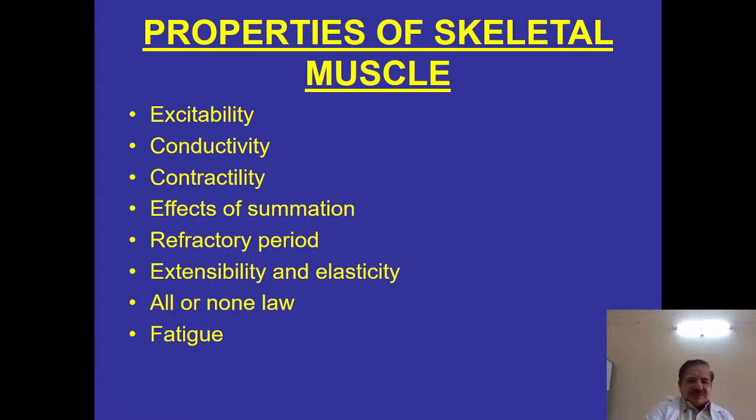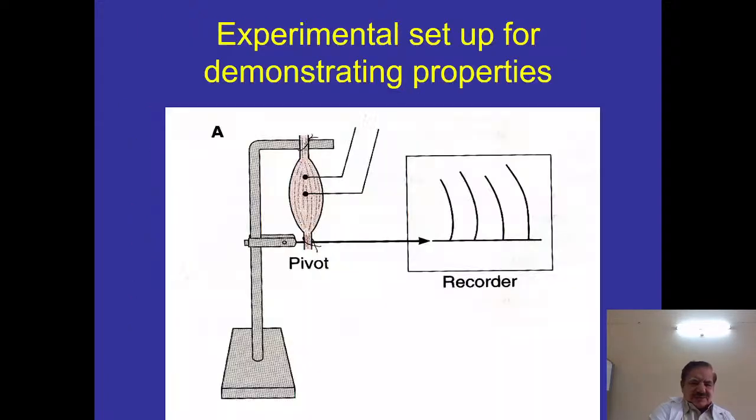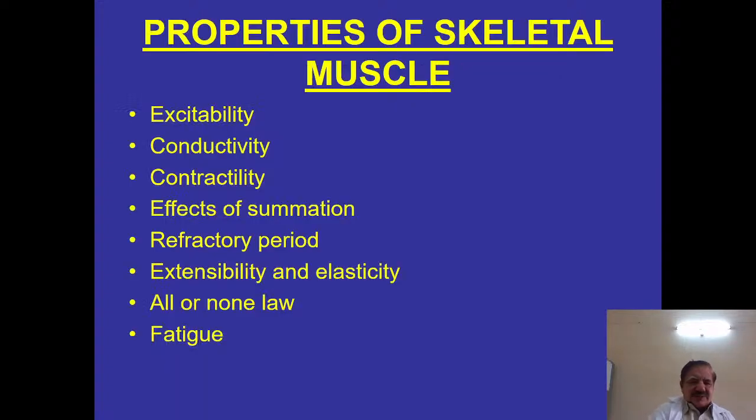Extensibility and elasticity of the muscle, all of you know. And you might also know that if one muscle is stimulated, all the muscles get stimulated. If one muscle doesn't get stimulated, all the other muscles also don't get stimulated. That is called the all or none law. Only if the motor neuron has a threshold stimulus will it get stimulated. If the threshold stimulus is not given, they are not stimulated. So if one is stimulated with an adequate stimulus, all the other muscle fibers also get stimulated.